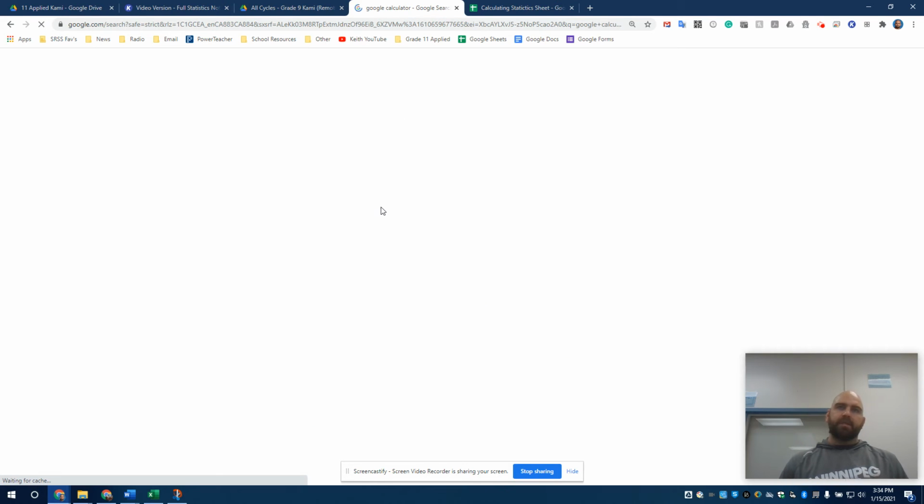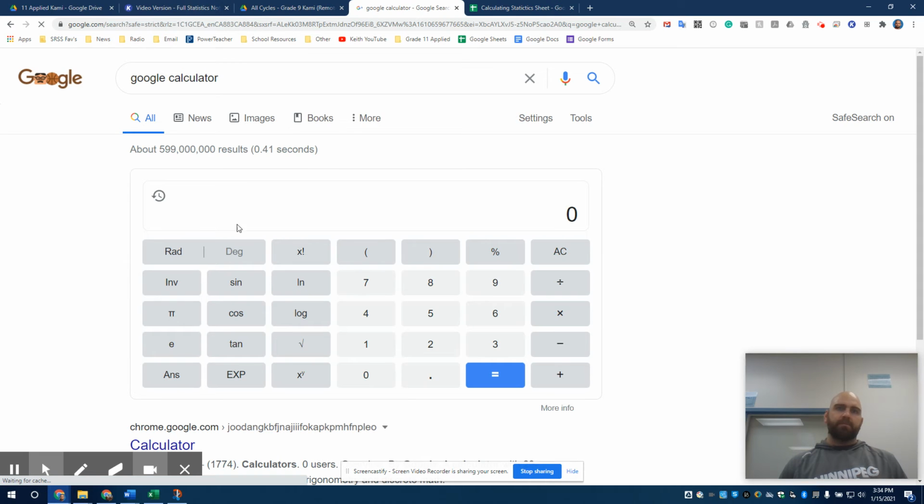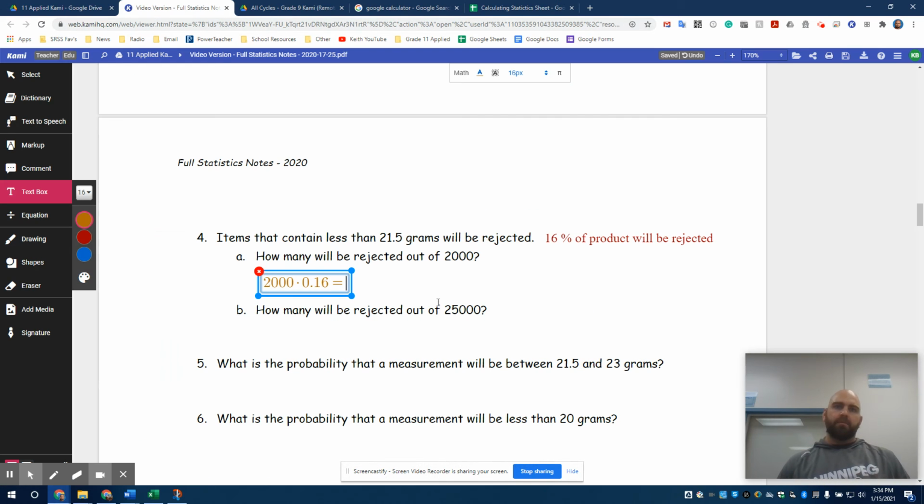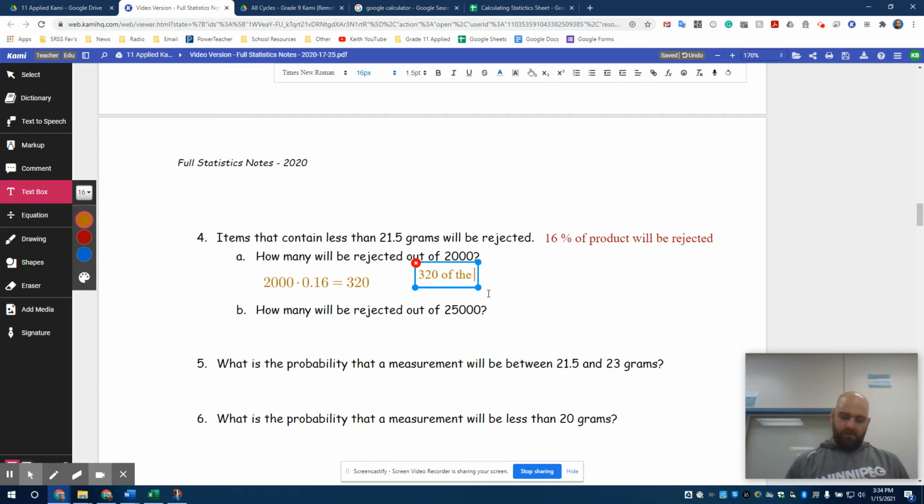And so let's see here. Open up the calculator, which is going to take a little bit of time apparently. And we have 2,000 times 0.16, which would be 320 pieces of, or 320 candies. Sorry, chocolate bars. Let's get that right. So it tells us how many will be rejected. Well, 320 of the 2,000 will be rejected.